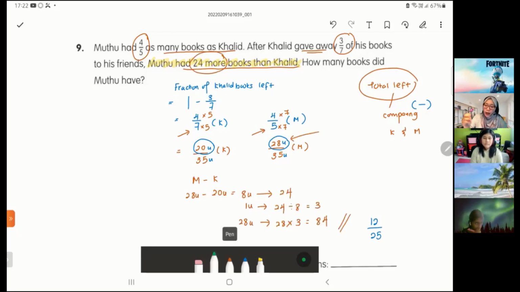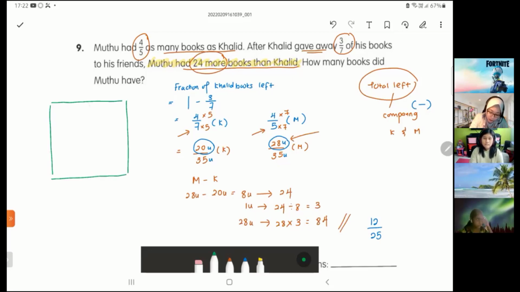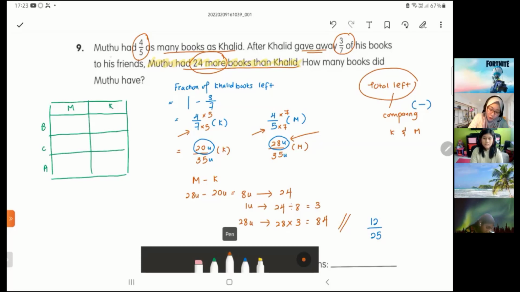Another way is to straight away use the units. So look at how I'm going to do this. I'm going to draw the table. I'm going to cut it up into Mutu and Khalid, with before, change, and after. For this method, we straight away go to units. So Mutu has 4 over 5 as many as Khalid. This is Mutu, this is Khalid. So Mutu 4 units, Khalid 5 units.